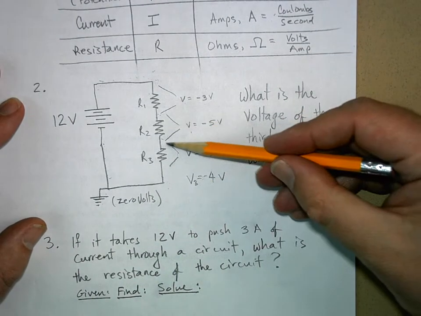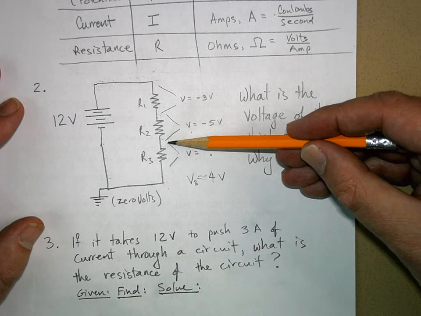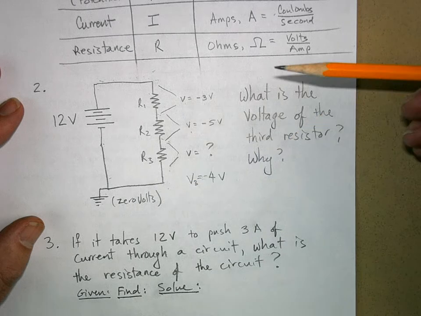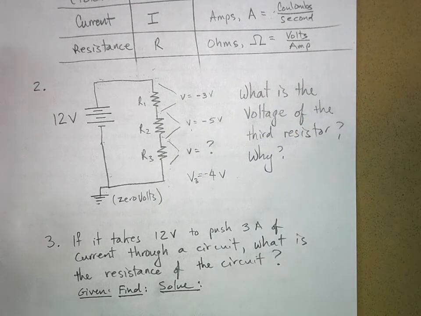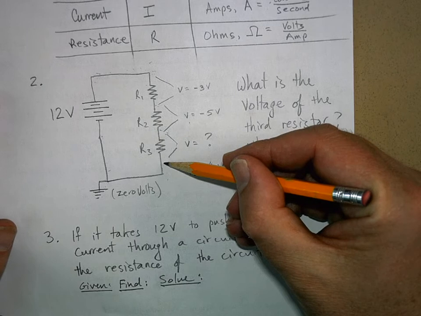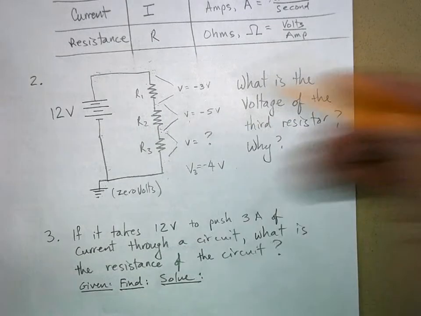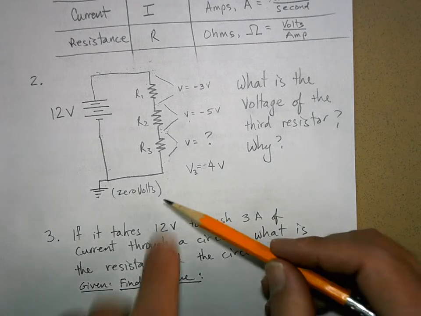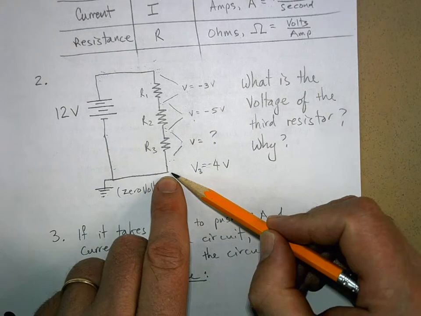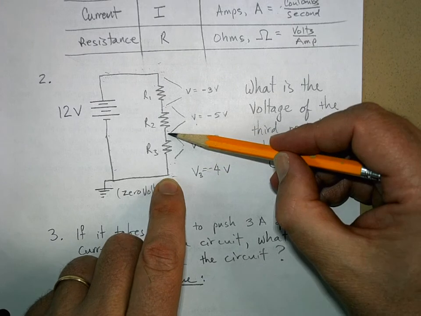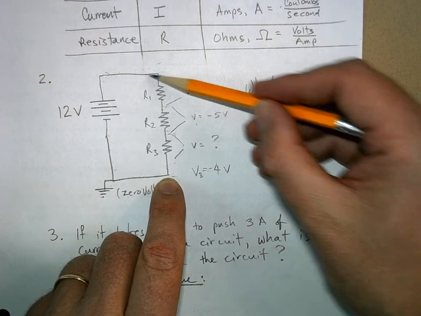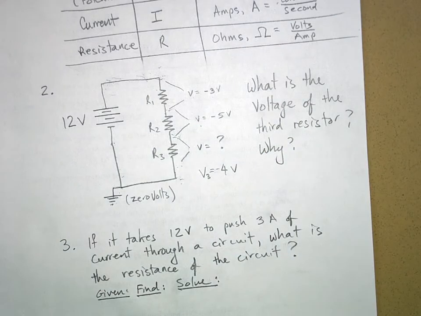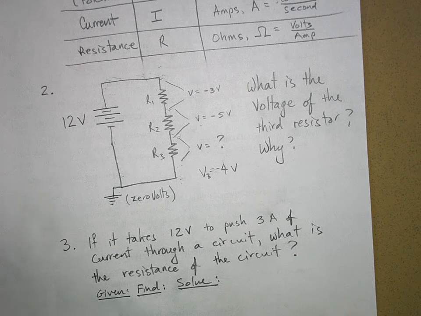Or you can say it's a 4 volt drop. If you put the black lead here and the red lead over here, it'll read negative 4 on your multimeter. If you switch them, it'll just read positive instead. But in other words, if I start at 0 down here, I would get a 4 volt jump, and then a 5 volt jump, and then a 3 volt jump, because everything up here is at 12 volts. So it's logical.